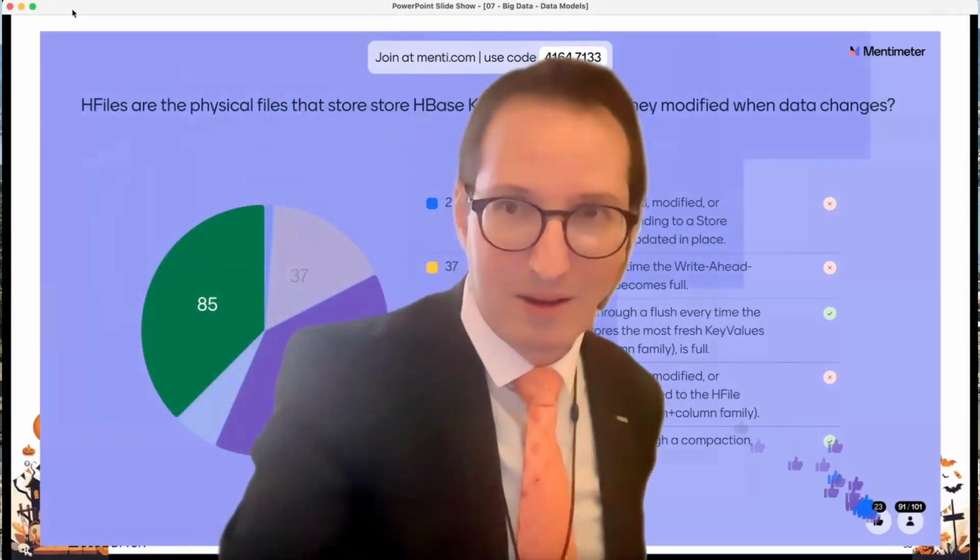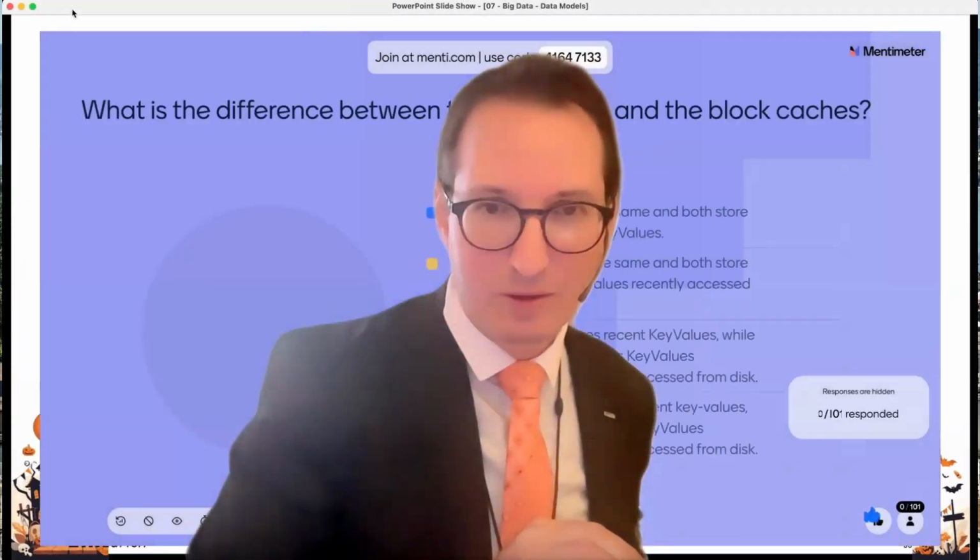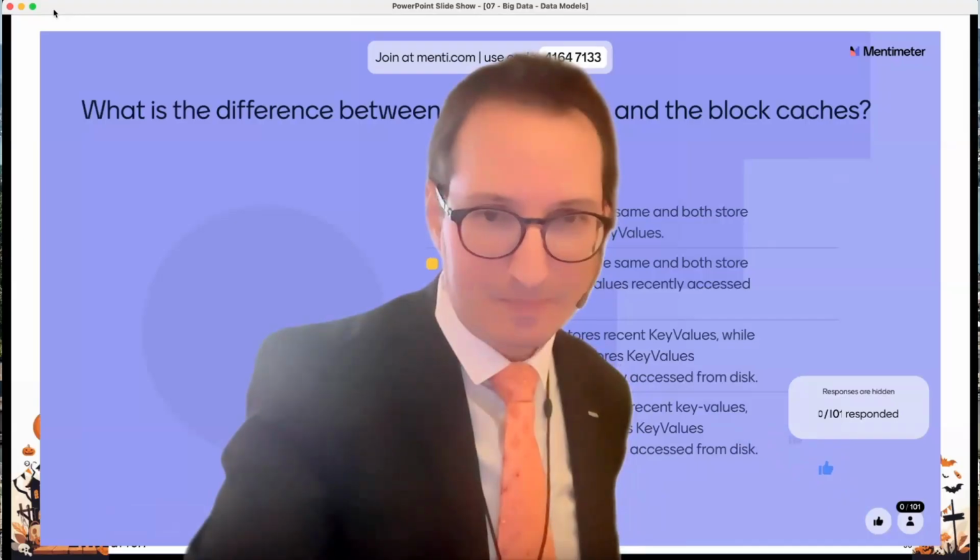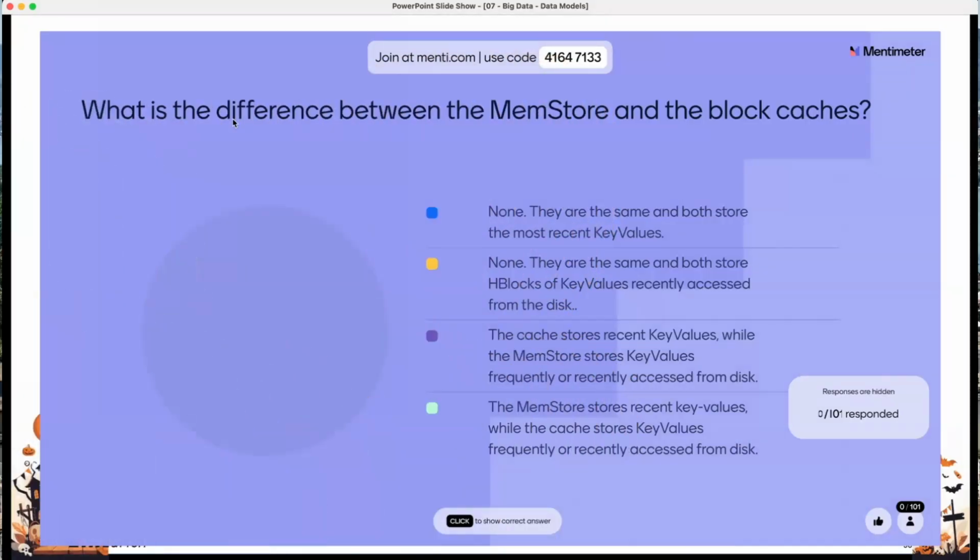So then I'm going to move on to the next one, which is: what is the difference between the mem store and the block caches? One of them is called the BlockCache, with capital B, capital C, which is a very original name. But there are several kinds of them that I don't want to confuse you with. So what's the difference between the mem store and the block caches?